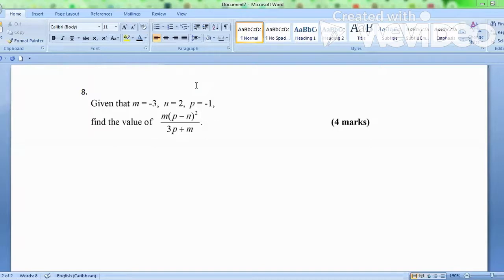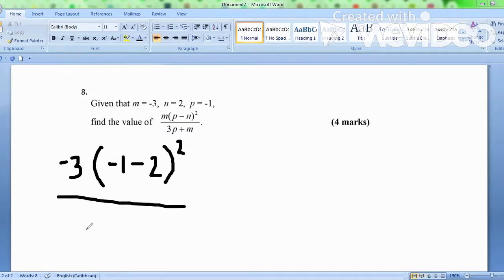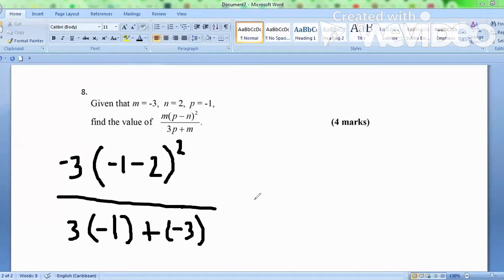Let's look at this other one here. So that's going to be -3, -1, subtract 2, squared, all over 3, bracket -1, plus -3. So that's a set note. All right, y'all agree? Yes, sir.